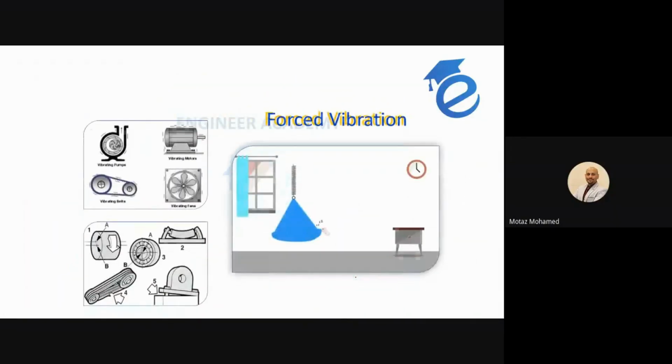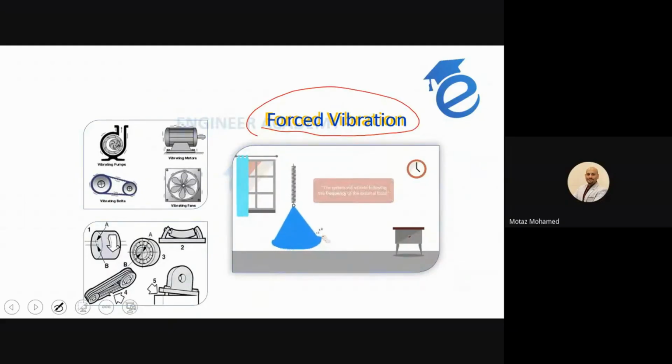We have another type of vibration we call forced vibration. In forced vibration, it's not like free vibration, just pull and leave, but you hold this object and keep moving it under the force of your hand. Then this object starts to vibrate with which frequency? With the same frequency of your hand.